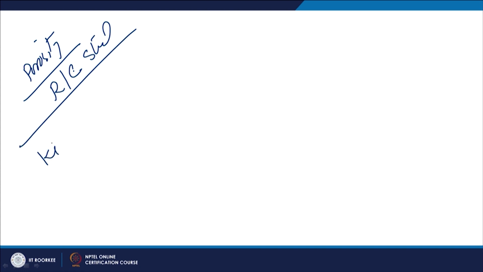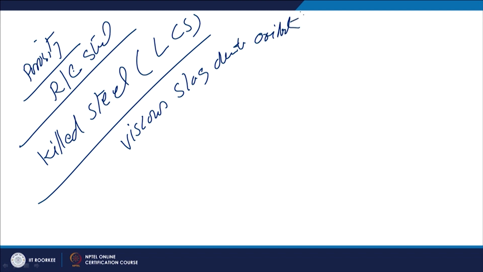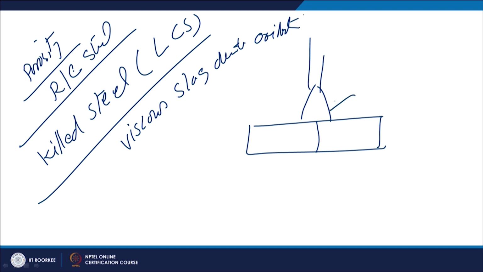But if we talk of killed steels, or killed low carbon steel, then the problem is of another kind, that is the formation of viscous slag due to oxide formation during the welding. So, in killed steels during welding, if the protection is poor, oxygen or nitrogen from the atmosphere reacts with the molten metal, forming the viscous slag.